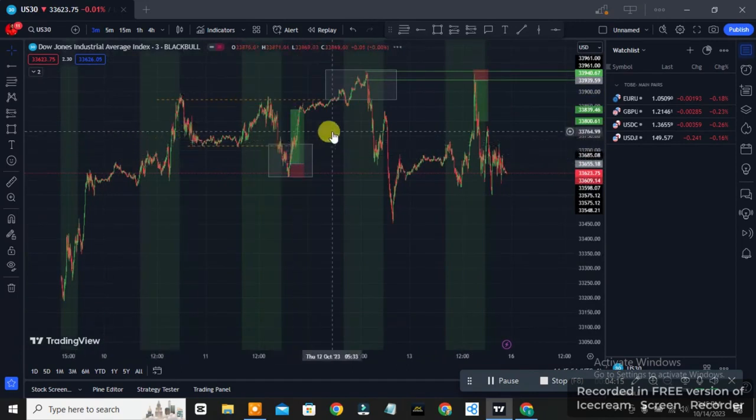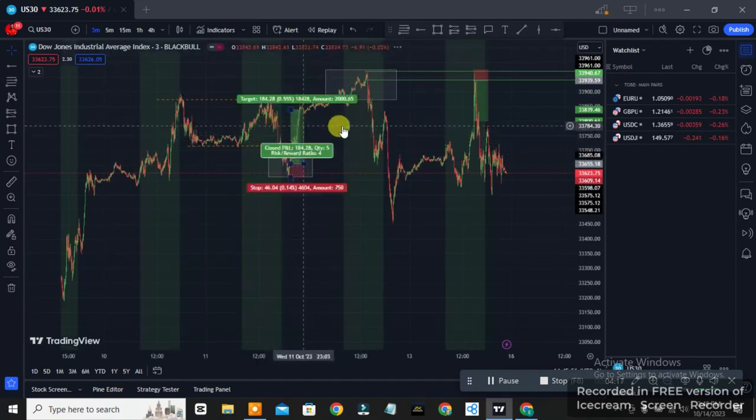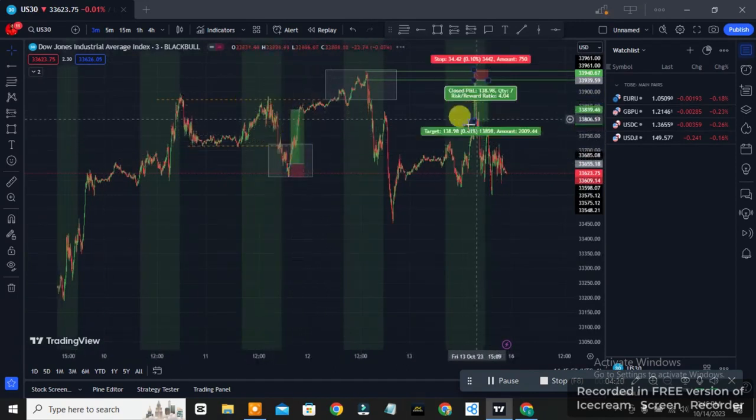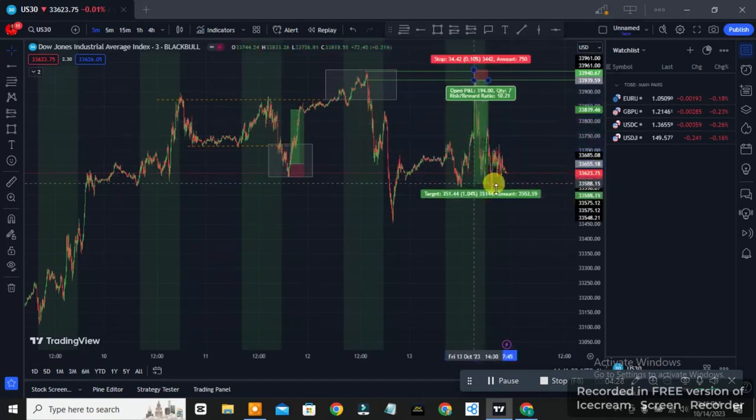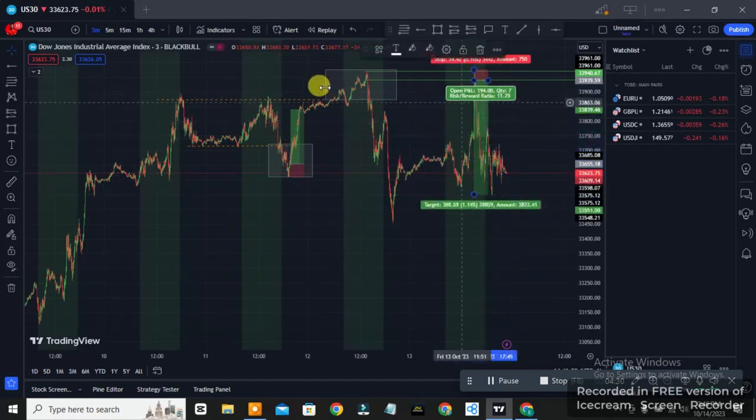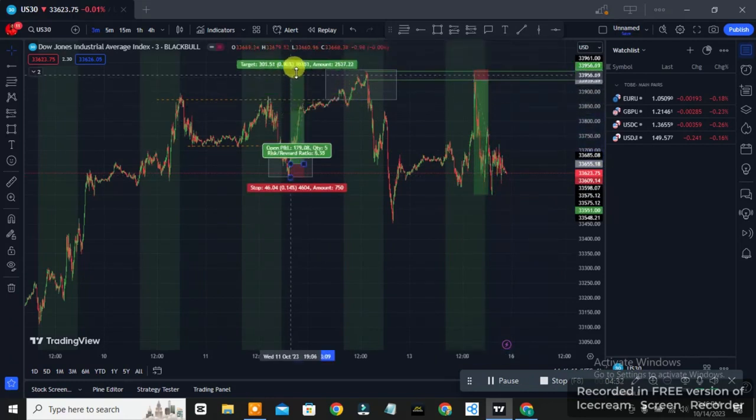Price went absolutely crazy. So it all depends on what you want. If you actually want to trail your stops and bank all this move, look at this, guys. This is like an 11-to-1 on this one single trade. This one went like a 6-to-1 plus on this one single trade.